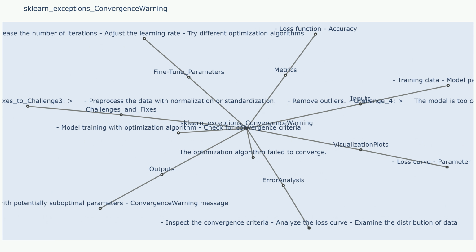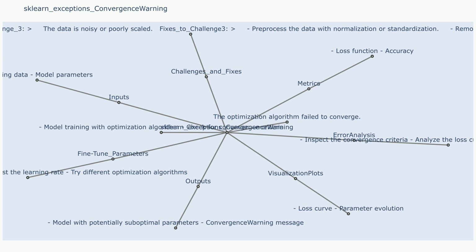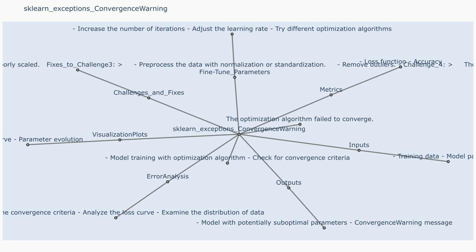Challenge 3: data complexity. Sample use case. Highly nonlinear data or complex relationships might require more iterations or different optimization algorithms for convergence. Fixes. Consider using more advanced optimization algorithms like stochastic gradient descent (SGD) with momentum or ADAM.